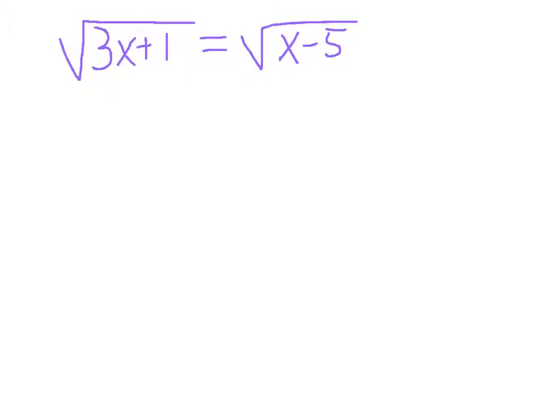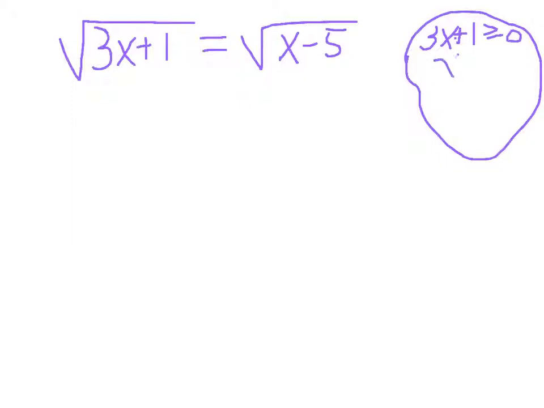This problem is just a little bit different because we have a radical on both sides. So in this case, I'm going to still have two domain restrictions, but they're both going to come from each of these individual radicands. So I'm going to have 3x plus 1 is greater than or equal to 0. And when I solve that, I'm going to get x is greater than or equal to -1/3. And the second one, I'm going to have x minus 5 is greater than or equal to 0. And if I solve this, I get x is greater than or equal to 5.